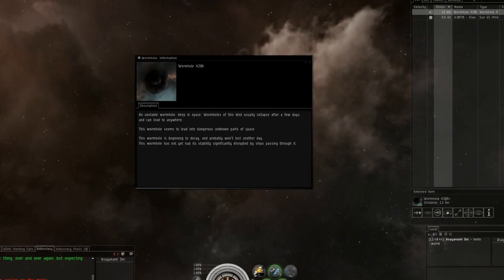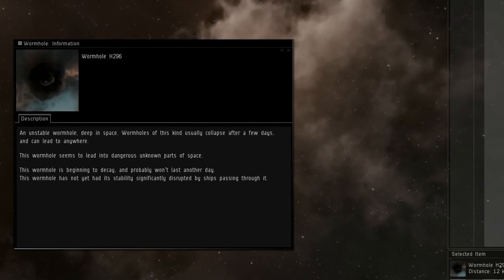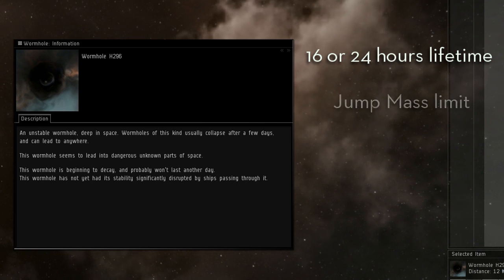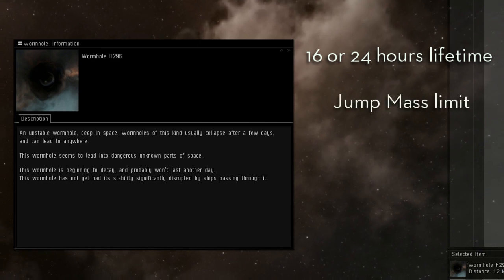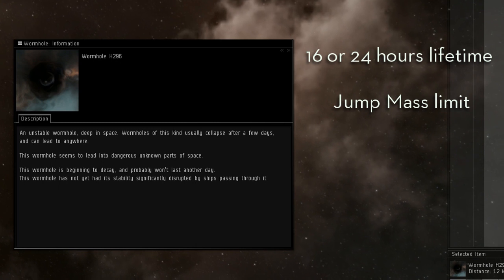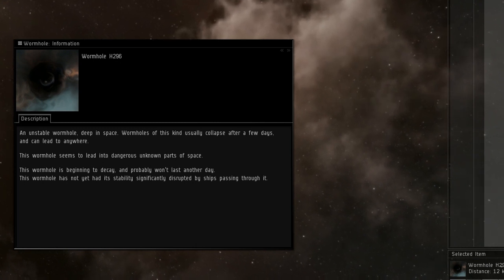Unlike stargates, wormholes are not permanent. Wormholes will collapse after a certain amount of time, usually 16 or 24 hours. Wormholes will also collapse when a certain amount of ship mass is passed through them. You can take advantage of this to get rid of wormholes faster than just waiting for them to die. But you have to know what you're doing, or you risk trapping yourself on the wrong side.